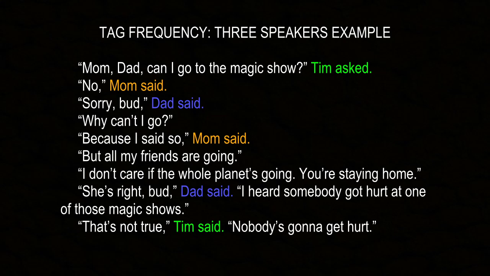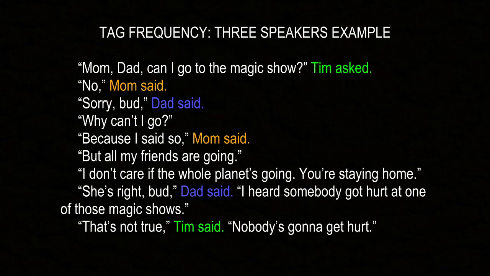So in this example, we start off with Tim speaking, Mom speaking, Dad speaking. We tag this just so we know who's speaking in each of these instances. Once I get to the why can't I go, I don't re-tag Tim here because it's pretty obvious. I mean, he's the only one who wants to go, so it's understood that he's the one speaking. But with the because I said so, that could be either parent, so I have to tag it with Mom.